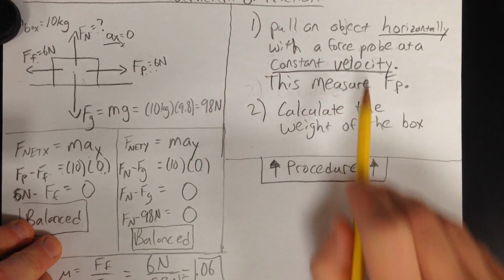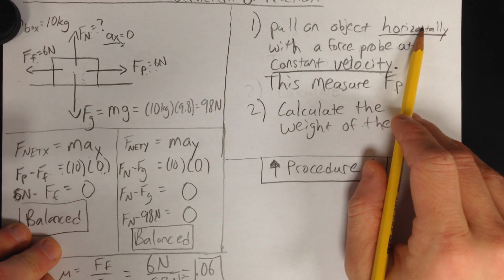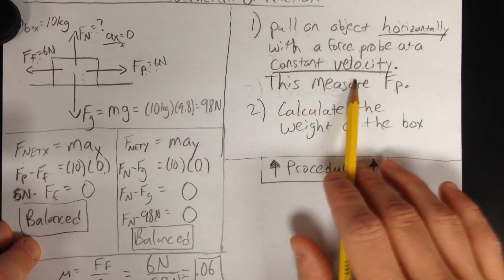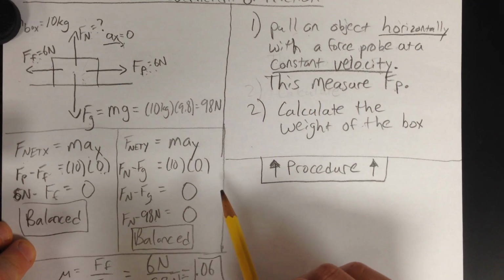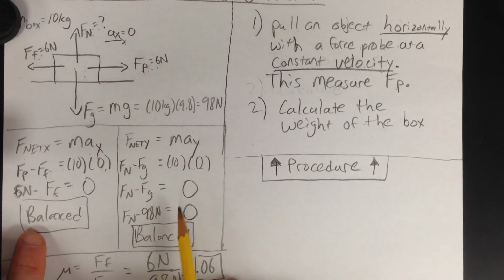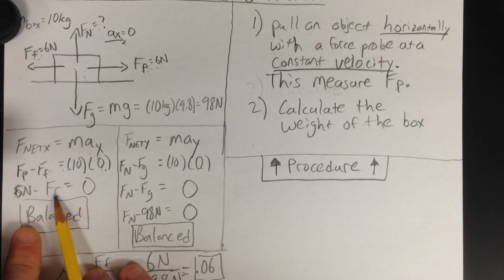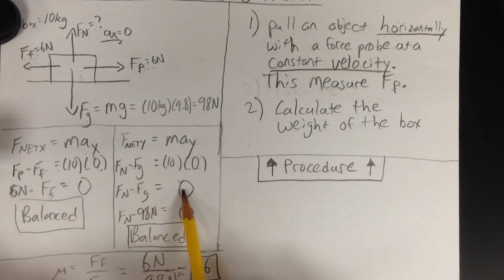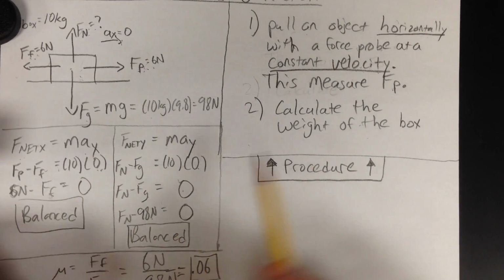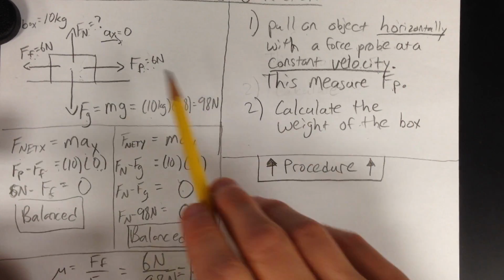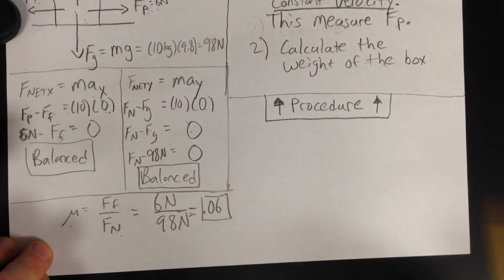Remember to follow these procedures. If you don't pull at constant speed and you don't pull horizontally, Fp will not equal Ff. You need to satisfy those two conditions. And if you just find the weight, you get the normal force. We proved it here using Newton's second law in the x direction and in the y direction. Now, do you need to write this out for every trial in this lab? No, but you definitely need to follow this procedure and correctly obtain Ff and Fn, and then you can correctly calculate the coefficient of friction.